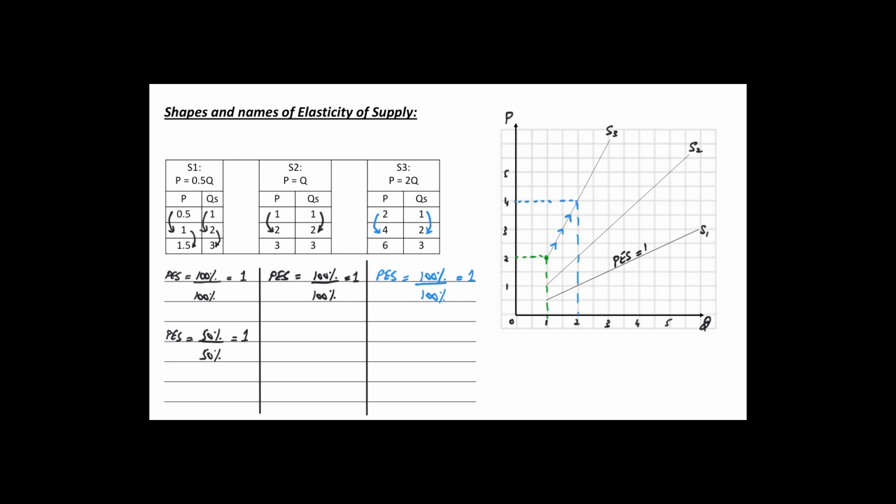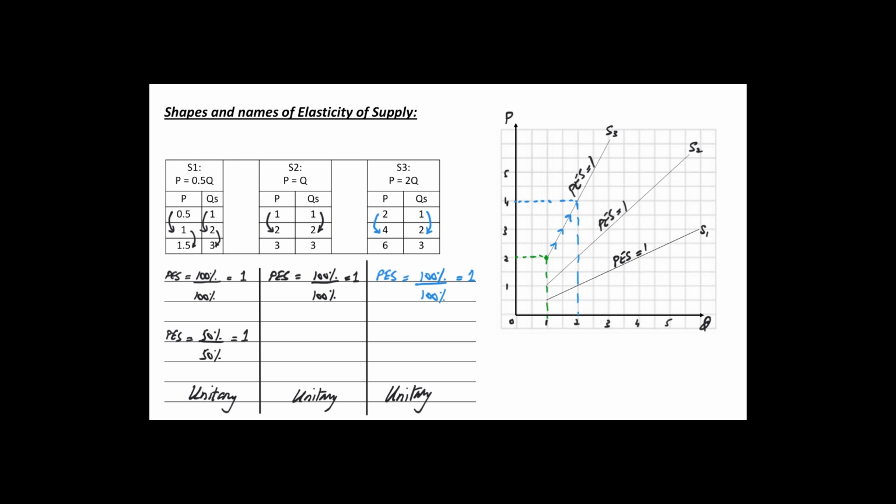So when we look at the diagram, this one looks much steeper and this one looks much flatter. But it turns out the PES for each diagram is equal to 1. They're all unitary price elastic. So does that mean that the steepness and the flatness have nothing to do with the elasticity? Well, in fact, it does.